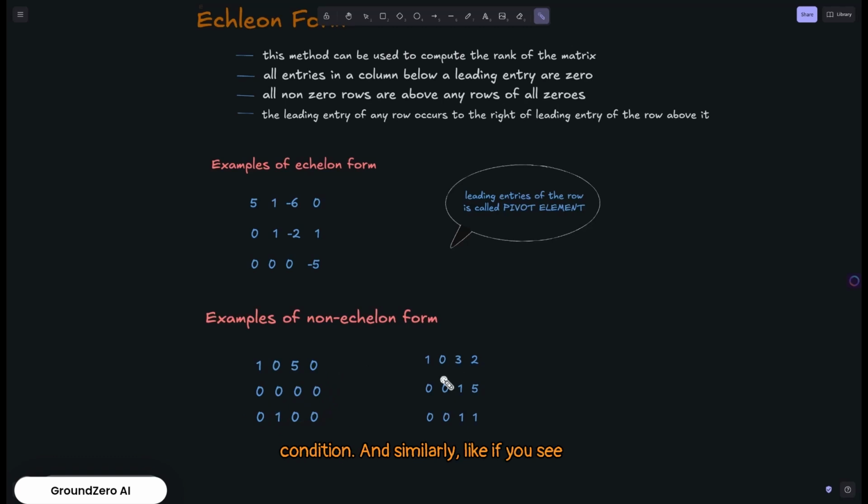Similarly, if you see this matrix, here the condition which is satisfied is the first one only. All entries in a column below a leading entry are zero. So one is our leading entry for the second row, but the value just below it is one, which is non-zero, right? So this is also not an Echelon form.